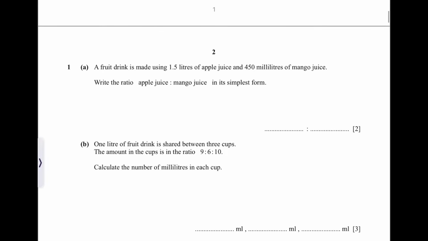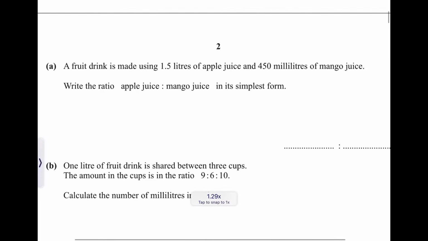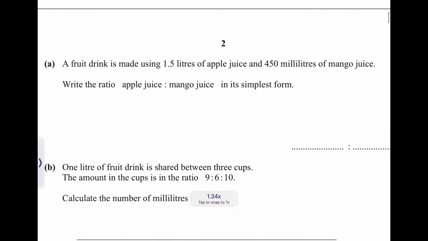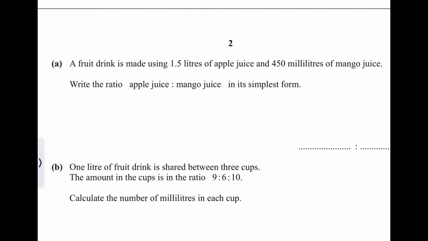So here's our first question. Now this seems like a ratio question. It says a fruit drink is made using 1.5 liters of apple juice and 450 milliliters of mango juice. Write the ratio apple juice to mango juice in the simplest form. Now remember, we can't just use the ratio 1.5 to 450 because they have different units. So what I'm going to do is convert 1.5 liters to milliliters. I know that 1 liter is 1000 ml, so 1.5 would be 1500 ml and 450.